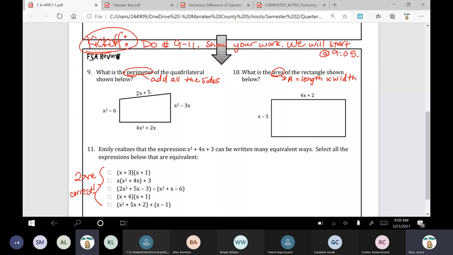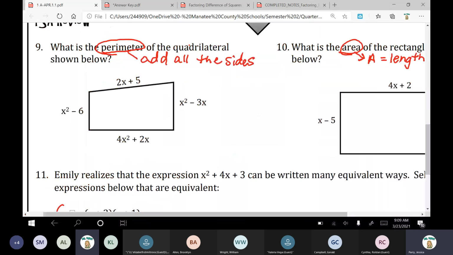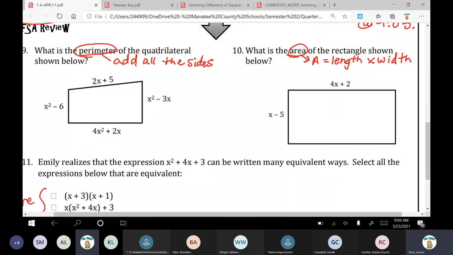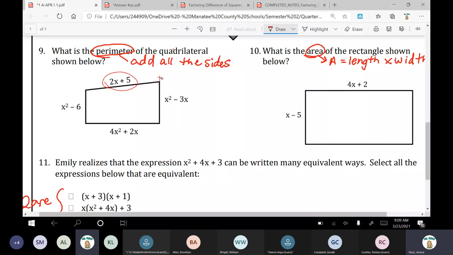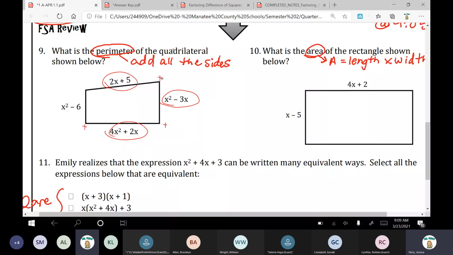Number 9, it says, what is the perimeter of the quadrilateral shown below? That's where you're going to add all of these sides. So I'm going to show my work. Let me see if I have space over there. Yeah. So I'm going to show my work here. So I'm going to take this. Let's go ahead and add all these together. So we have this plus this plus this plus this.